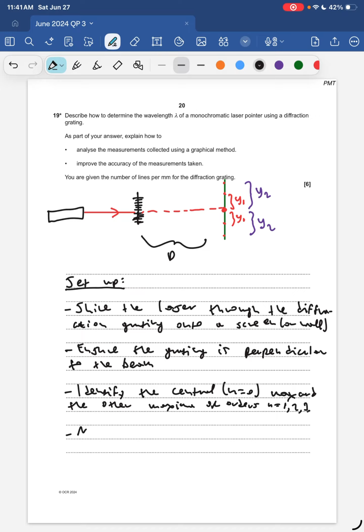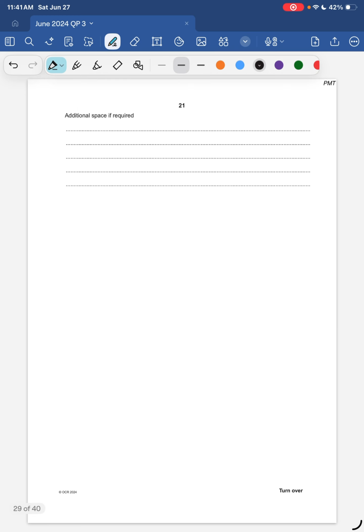Measure d, the distance from the grating to the screen. Measure yn, and then find the tangent of theta, which is equal to yn over d. Now, graphical analysis is what comes next.